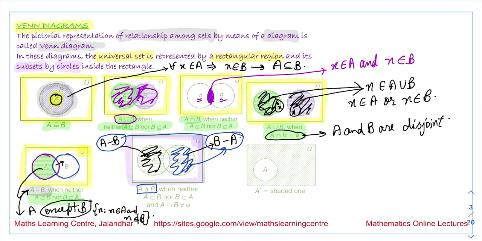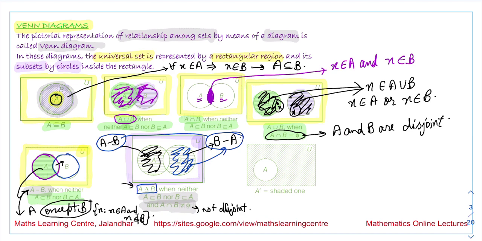This is the case when neither A is a subset of B nor B is a subset of A, and A intersection B is not equal to the empty set. We are saying that these two sets are not disjoint. So this is the Venn diagram for the symmetric difference operation.